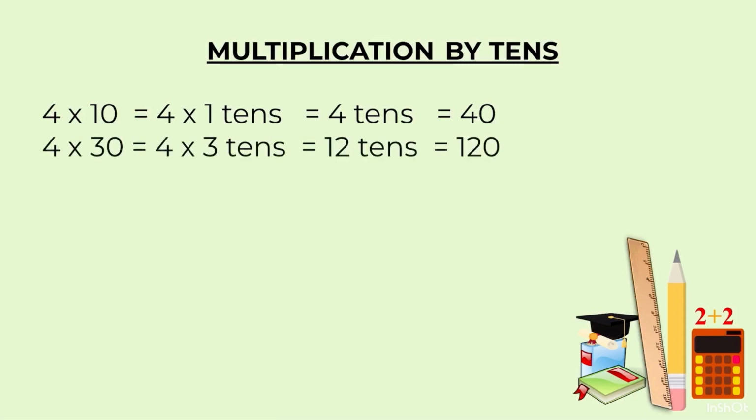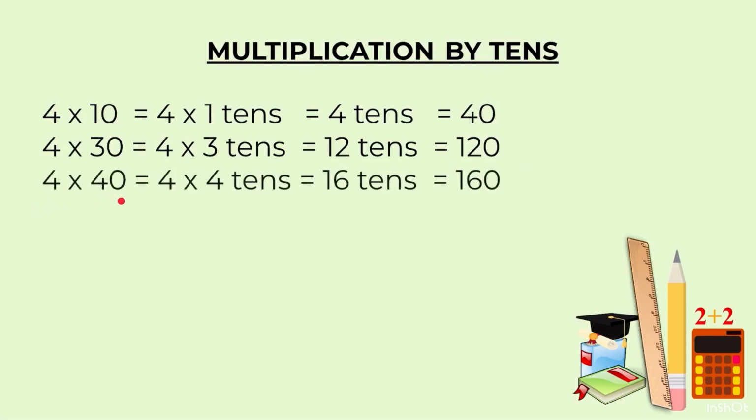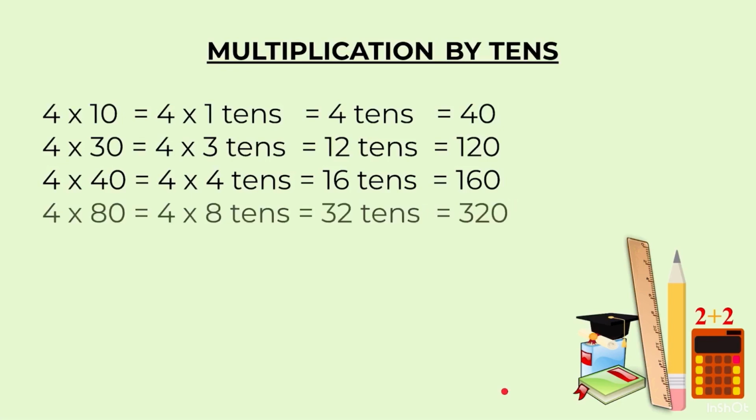Next, 4 multiplied by 30. This is equal to 4 multiplied by 3 tens, which is 12 tens. 12 tens is actually 120. 4 multiplied by 40, which is equal to 4 into 4 tens, which is in turn equal to 16 tens. 16 tens is nothing but 160. Another example, 4 into 80 is equal to 4 into 8 tens. We multiply 4 and 8, we get 32. 32 tens, this is equal to 320. In between steps, you don't have to write, they are for your understanding.